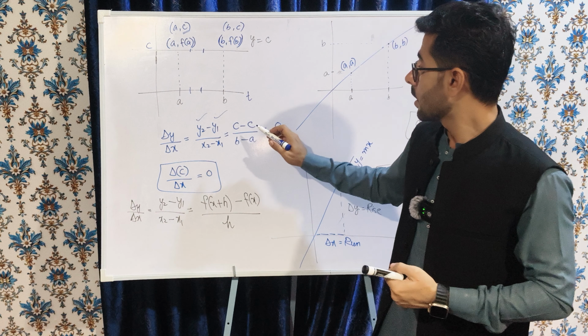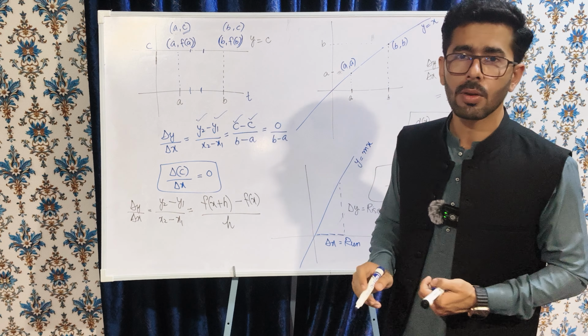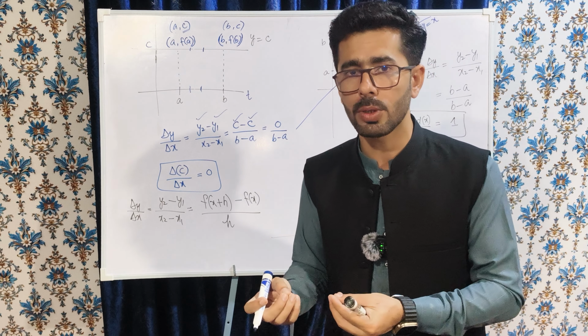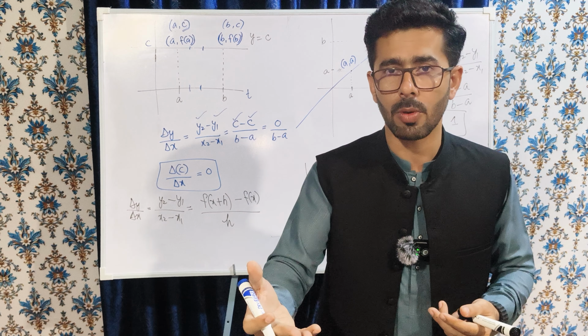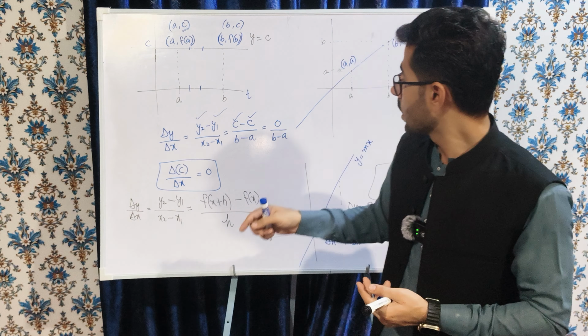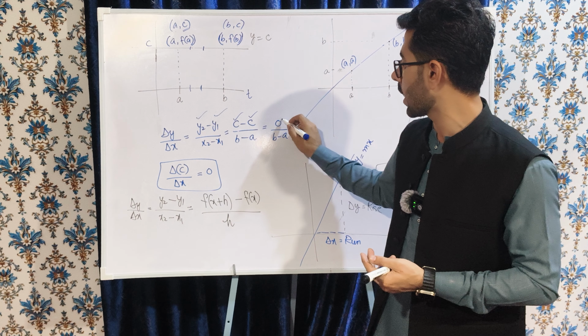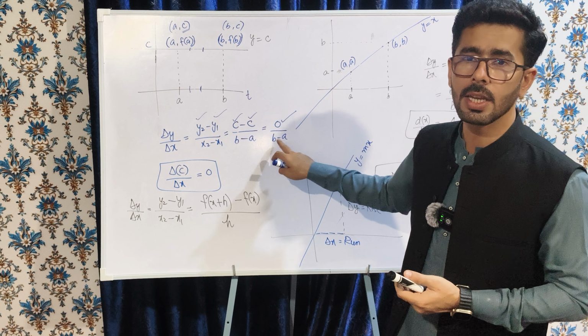Since we see that the outputs are c at all the locations, you find the output at a, that's c, you find the output at b, it's c. The height at a is c, the height corresponding to input b is again c. So there's no change in it. c minus c will be 0. So we have 0 change in y and we have this change in x.